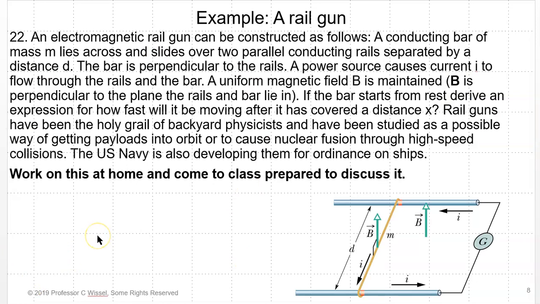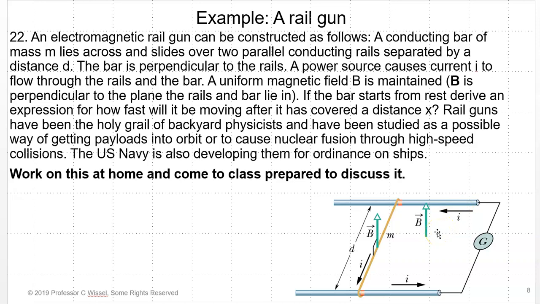Okay, now we're going to talk about another example, a rail gun. An electromagnetic railgun can be constructed as follows. A conducting bar of mass M lies across and slides over two parallel conducting rails separated by a distance d. The bar is perpendicular to the rails. A power source causes the current I to flow through the rails and the bar. A uniform magnetic field B is maintained, and B is perpendicular to the plane that the rails and the bar lie on, so B is directed upward here. If the bar starts from rest, derive an expression for how fast it will be moving after it has covered a distance x.